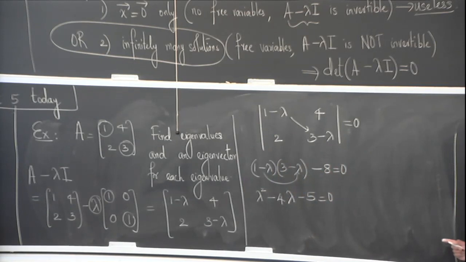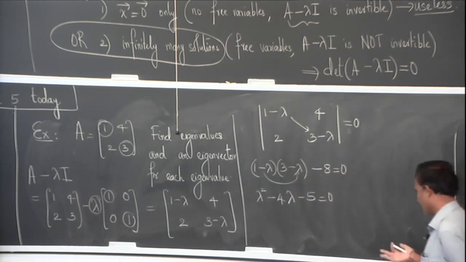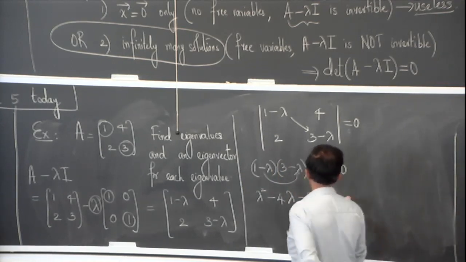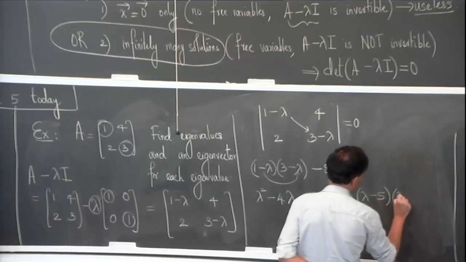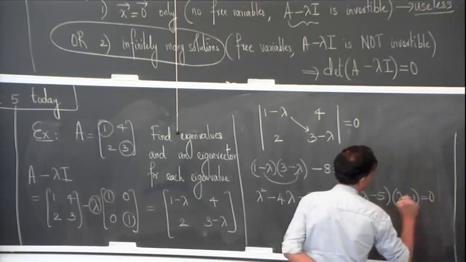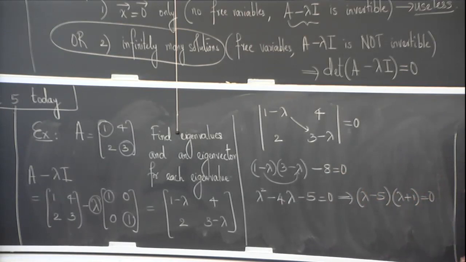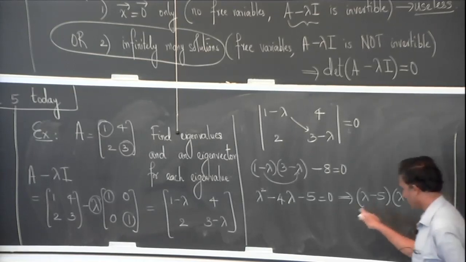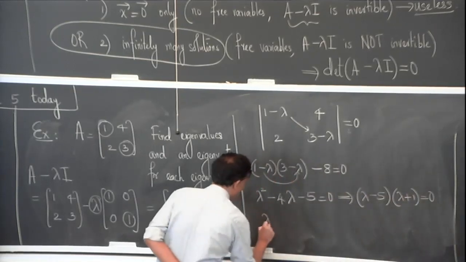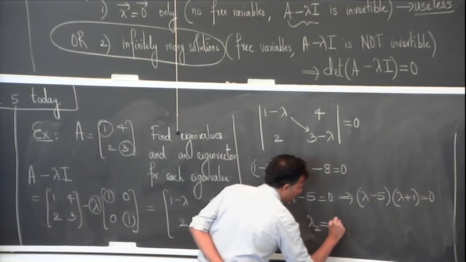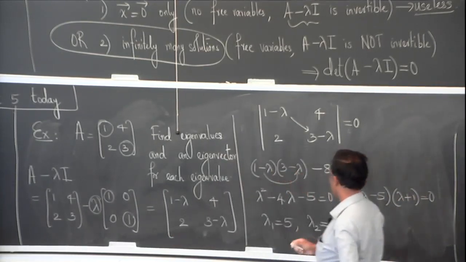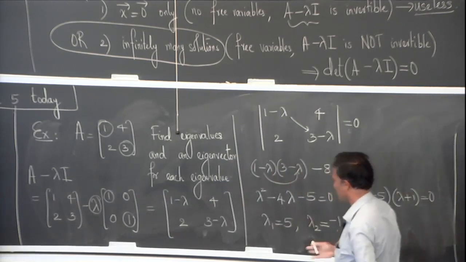I think it's easy to factor this rather than using the quadratic formula, but that's up to you. Okay, you could factor this as lambda minus 5 times lambda plus 1 equal to 0. So in this case, we have two real distinct eigenvalues. Okay, so you can label this as lambda 1 equal to 5 and lambda 2 equal to -1. Just for convenience, it doesn't matter which one you call lambda 1 and lambda 2. Okay.